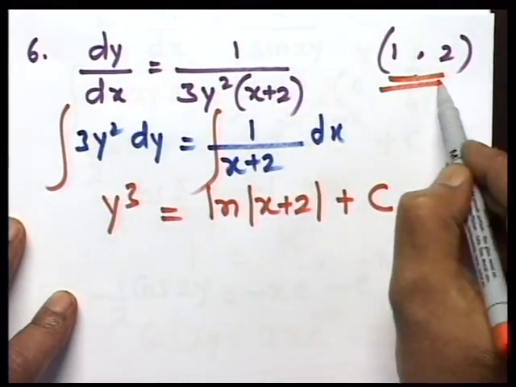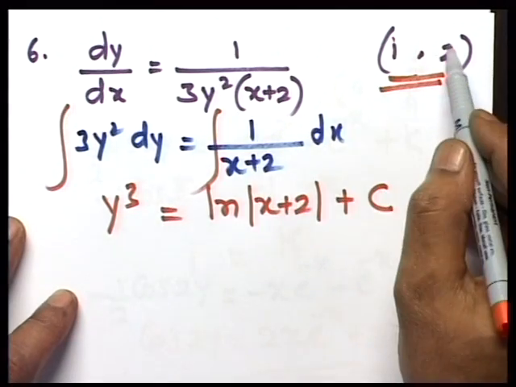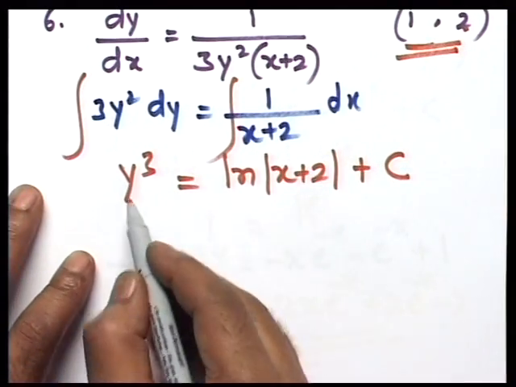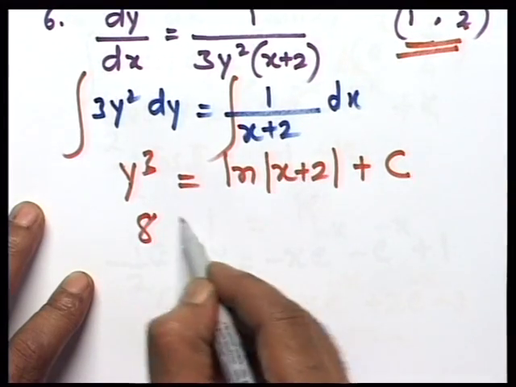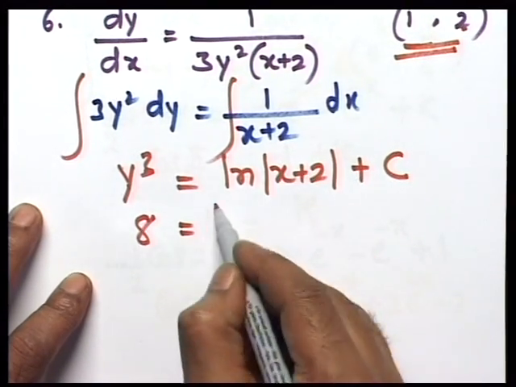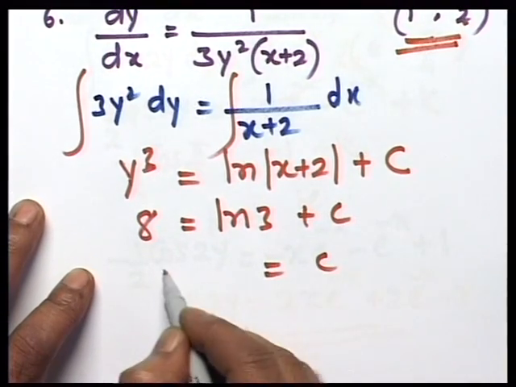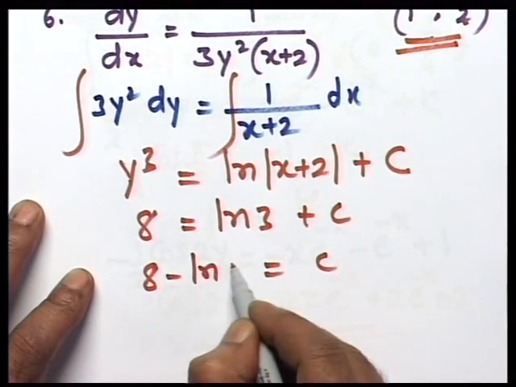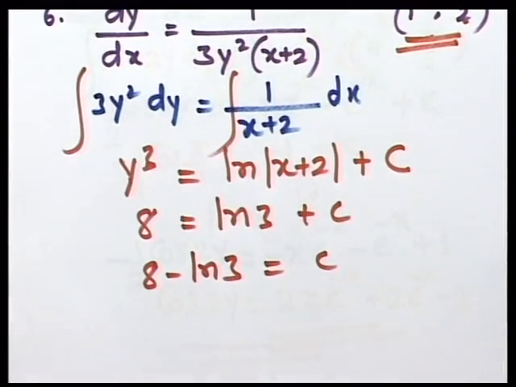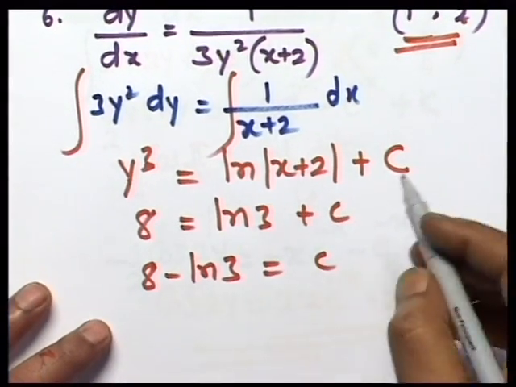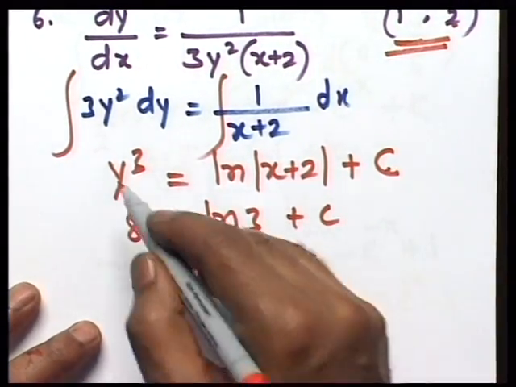Initial condition is 1 and 2. So x is 1, y is 2. So that's 2 cube, which is 8, equals, x is 1, so natural log 3 plus c. Then we can find c. c is 8 minus ln 3. We can leave it like that. That's the c value. We put that back here and then find y.